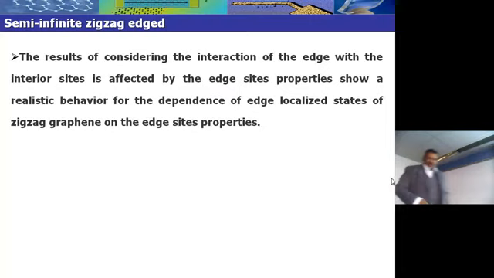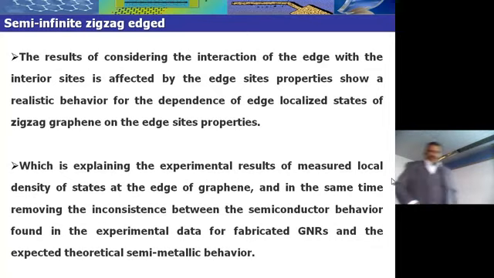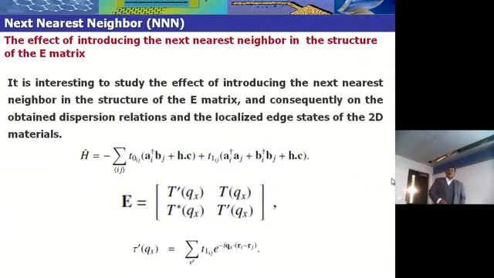We studied nearest neighbor for the square lattice and the honeycomb lattice, graphene, with armchair and zigzag edges. But what if we have a next nearest neighbor effect introduced to our model? We introduce into our calculation the term of next nearest neighbor, and we calculate our dispersion relation. We will get some matrix that encodes the geometry. This is our result here for the zigzag case.